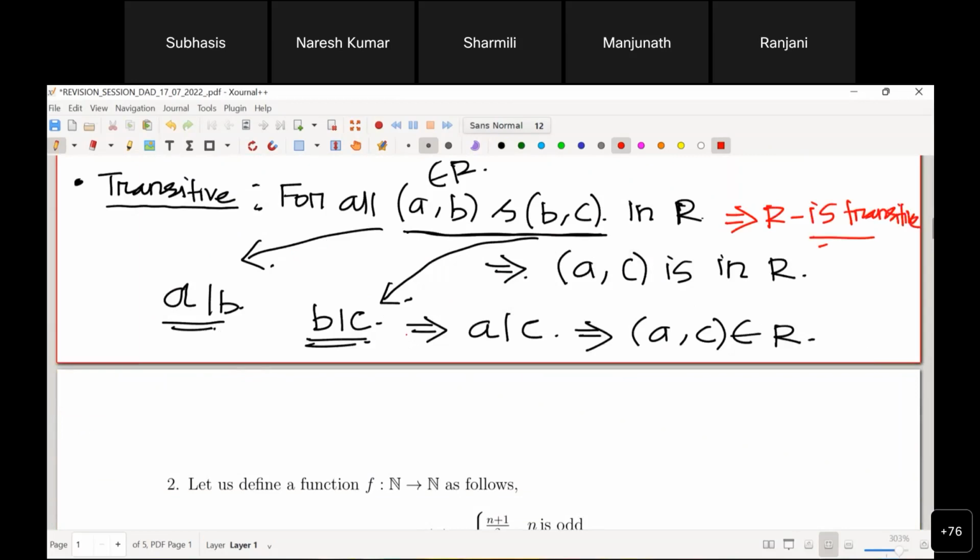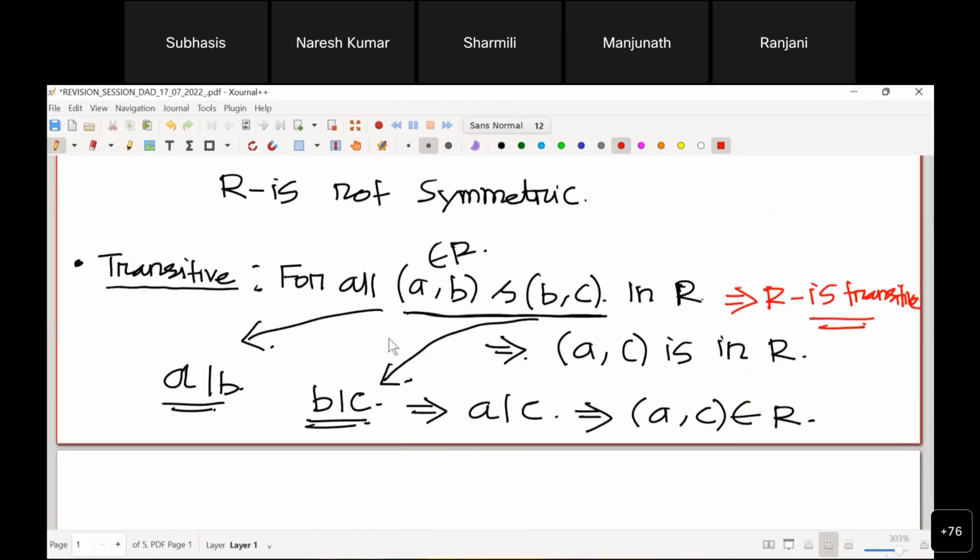Is it clear how we check that R is transitive? Yes. Okay, fine.